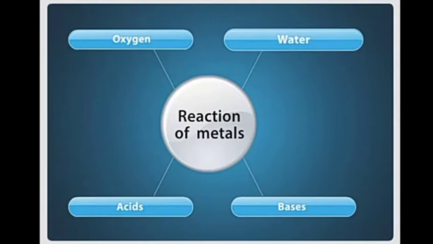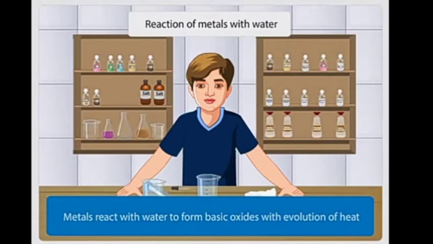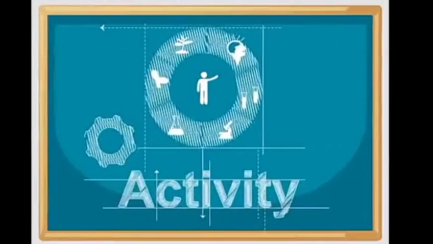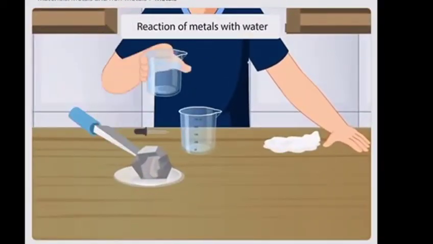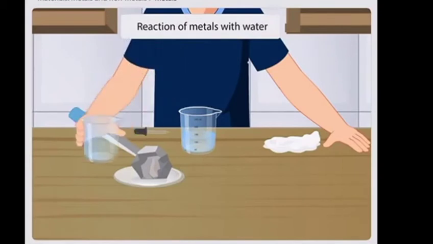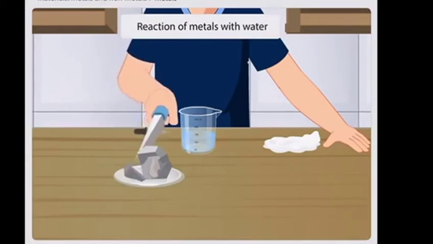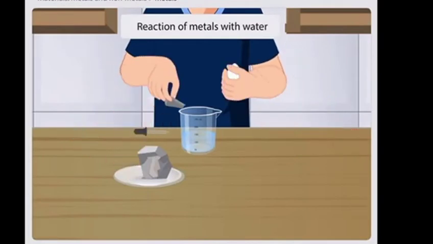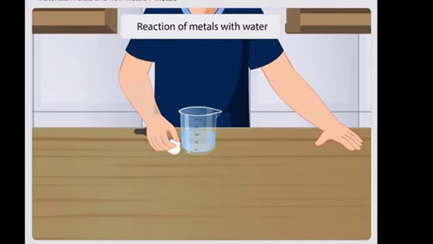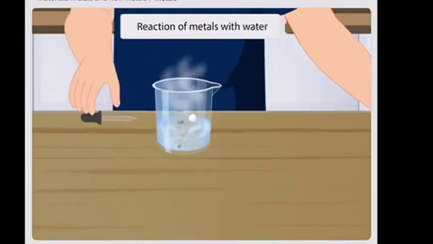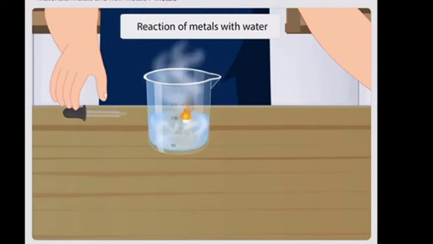Second, the reaction of metals with water. Metals react with water to form basic oxides with the evolution of heat. This can be understood clearly by performing an activity. Take a 250 ml beaker and fill half of it with water. Now carefully cut a small piece of sodium metal. Dry it using a filter paper and wrap it in a small piece of cotton. Put the sodium piece wrapped in cotton into the beaker and observe carefully.